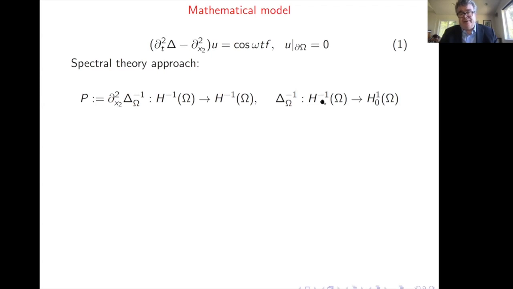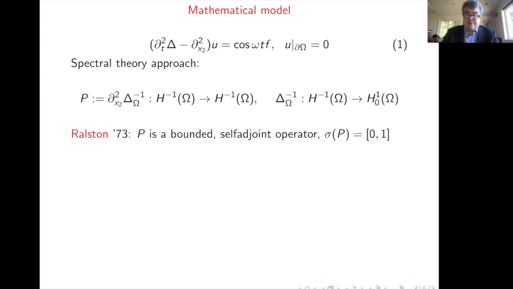That takes you from H^-1 to H^1_0, functions which have gradient in L2 and 0 boundary data. And this actually turns out to be a self-adjoint operator on H(omega) with respect to the norm, which is basically inherited from taking the integral of the gradient squared, with this isomorphism here. So P is a bounded, self-adjoint operator, and the spectrum of this operator is easily seen to be the interval between 0 and 1.